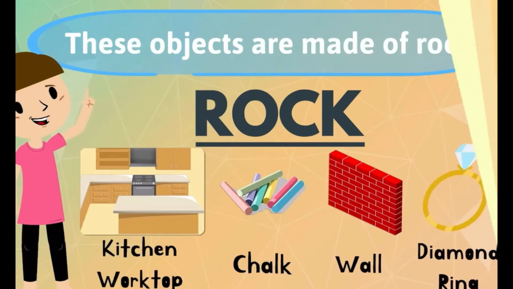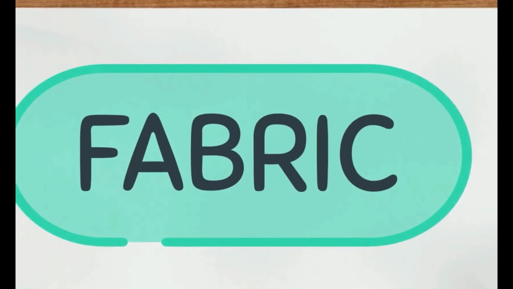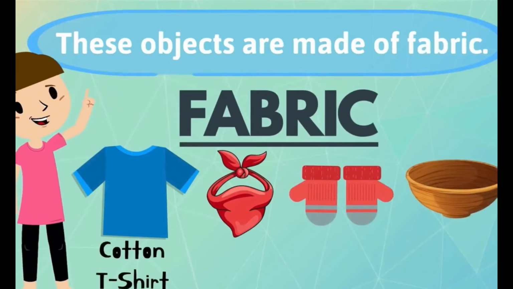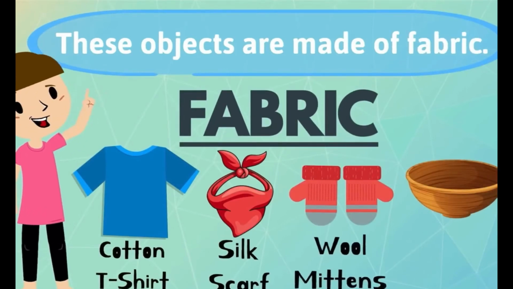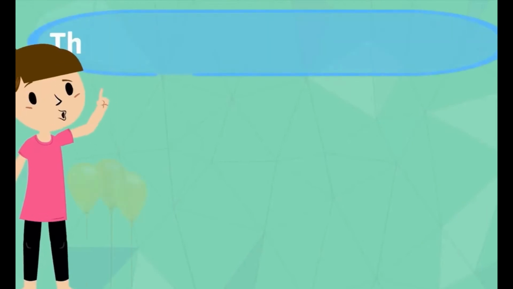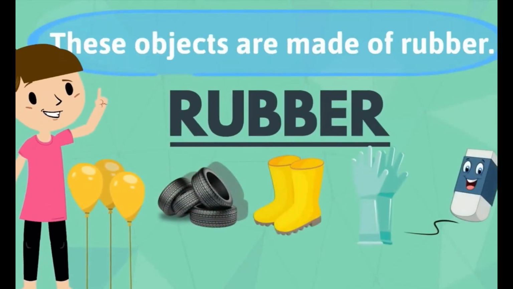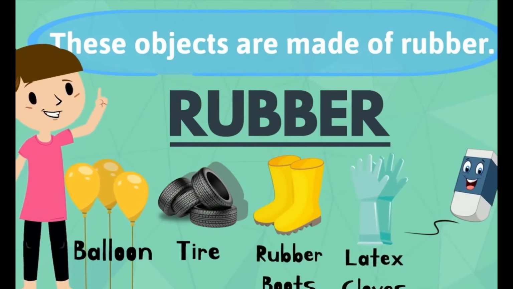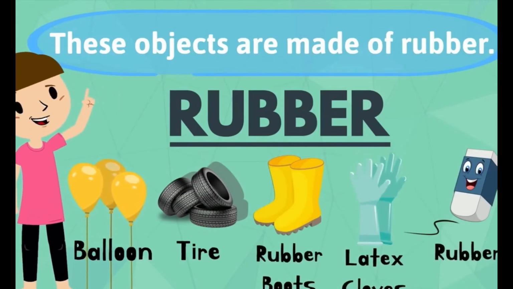Good job, students. Let's move on to our next material, which is fabric. Everybody say fabric. These objects are made of fabric. Good job. Now let's move on to our next material, which is rubber. These objects are made of rubber. Everybody say rubber. As you can see, the examples of objects that are made of rubber.